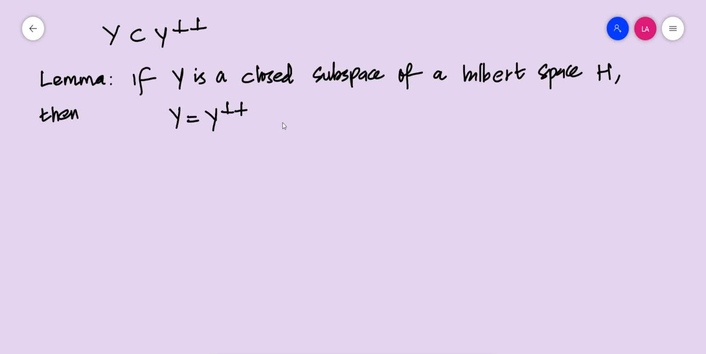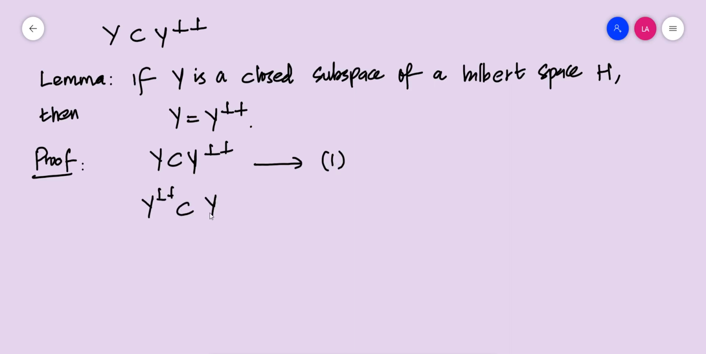If Y is a closed subspace of a Hilbert space H, then Y is equal to Y perpendicular perpendicular. So this is the condition for Y and Y perpendicular perpendicular to be equal. So let us prove this. We have already established that Y is a subset of Y perpendicular perpendicular. Now it is enough to prove that Y perpendicular perpendicular is a subset of Y.